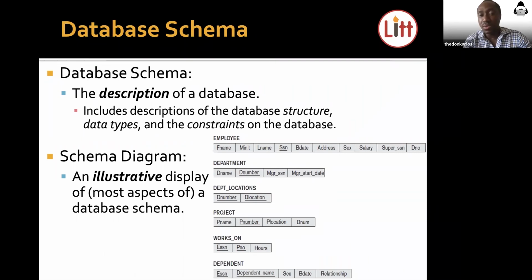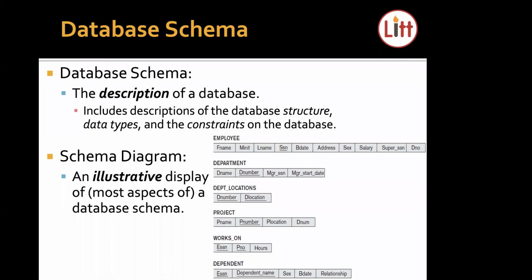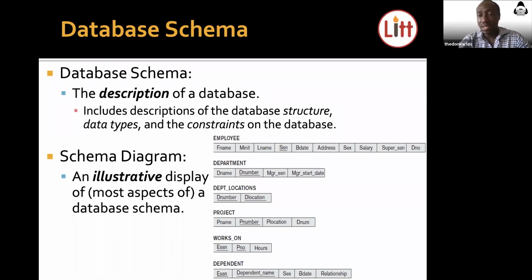In this database, we said the employee should have a first name. We want to shorten it by saying F name. It has a middle initial, the last name, the SSN, the B date, the address, the sex, the salary, and that kind of thing. This gives you an overview of how the database looks. So this we call the schema diagram, and it contains the description of the database.